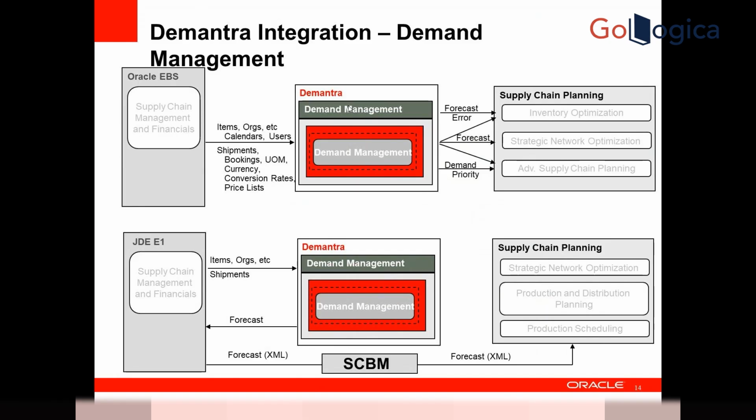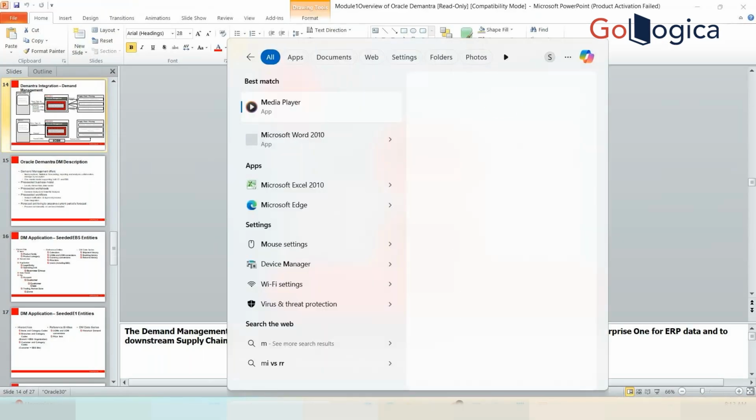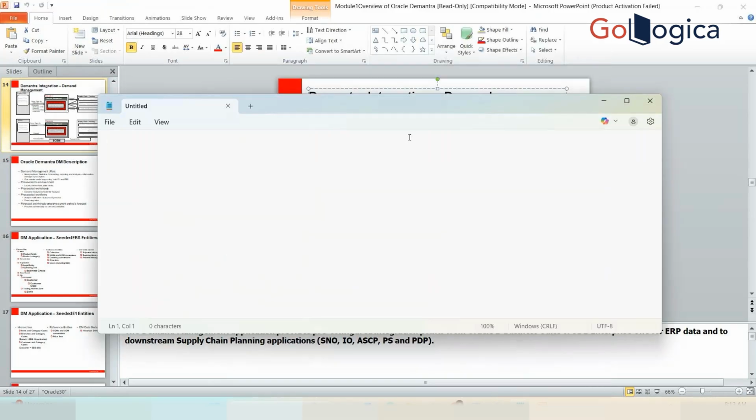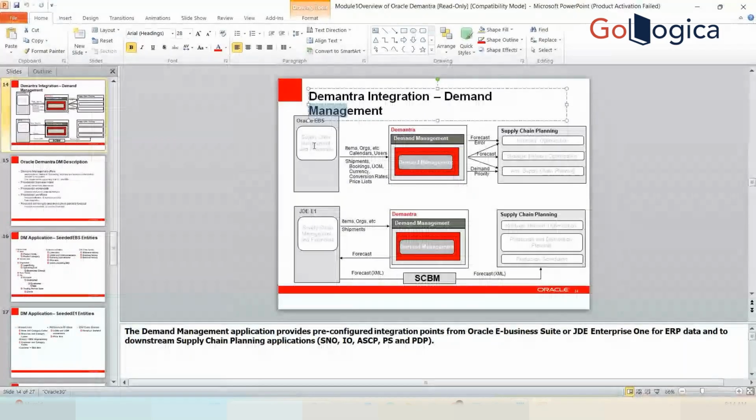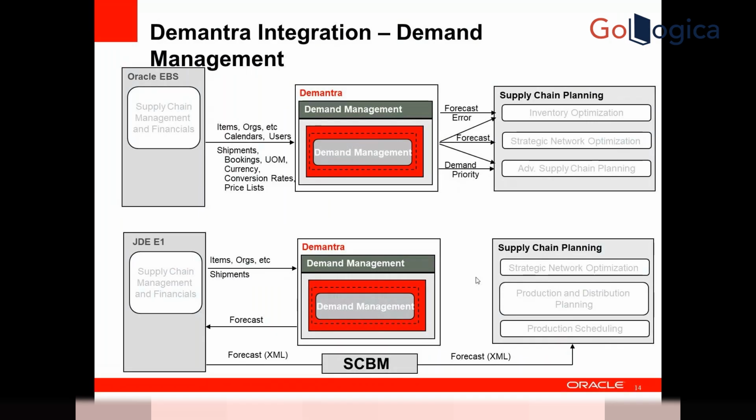I'll write it here. This is a request set which will trigger on ASCP to get the data from EBS to Demantra. So the flow would be something like this. I'll put it in an Excel sheet.